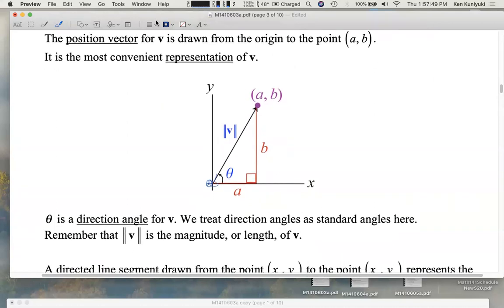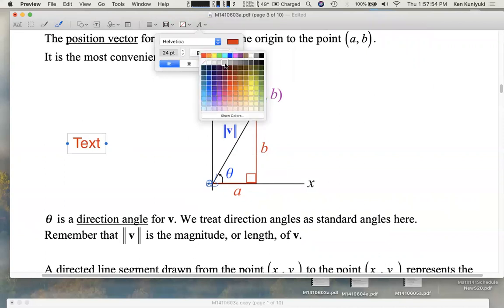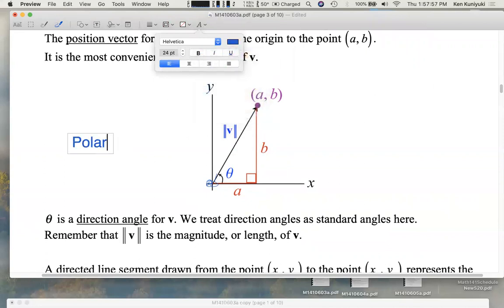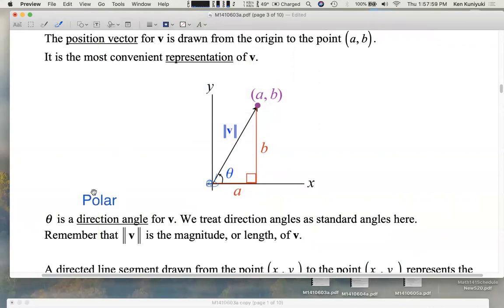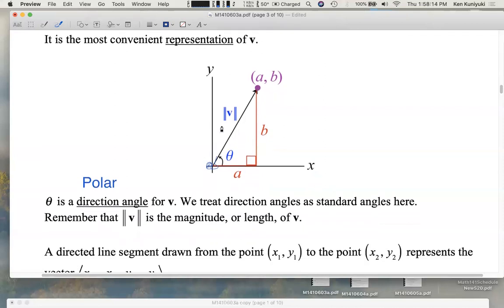Now, what about the polar picture? In blue here, what about the polar picture? All right, so with the polar picture, theta here is a direction angle for v, and we usually take it to be an angle between 0 degrees and 360 degrees. We treat direction angles as standard angles here, where the initial side is the positive x-axis. Remember that the magnitude of v, or the length of v, is denoted like this. And actually in polar coordinates, we tend to use the letter r. So in this chapter, I'll actually use these two symbols interchangeably.